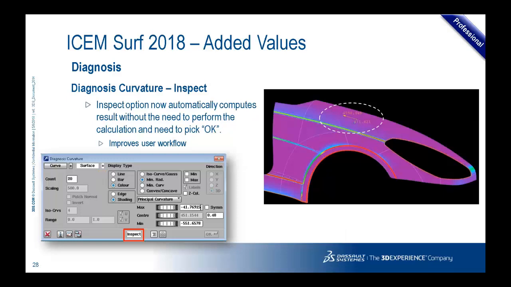The inspect option has been improved. This allows you, when you have your curvature diagnostic on the model, you can just click your mouse anywhere on the face or the patch, and it'll give you real-time feedback as to what you have there, what is the curvature in that direction. A nice feature.